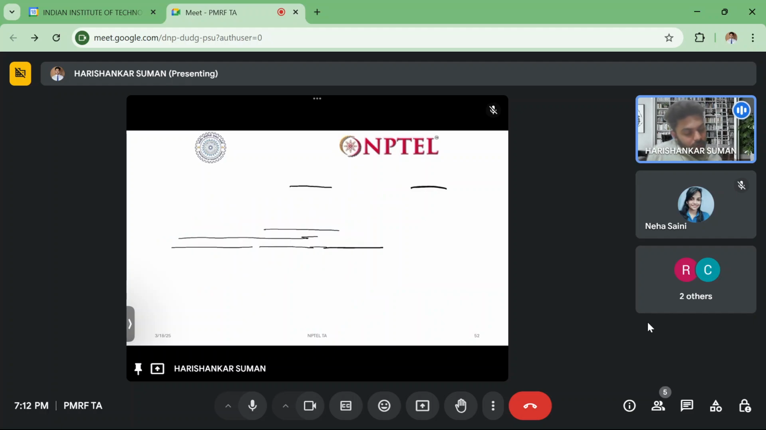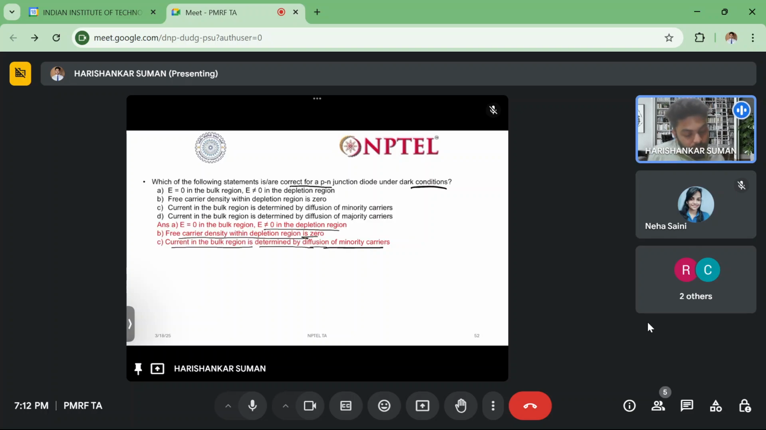Which of the following statements is correct regarding the PN junction diode under dark condition? Electric field in the bulk is 0 but not 0 in the depletion region. Free charge carrier density in the depletion region is 0. Current in bulk region is determined by the diffusion of minority charge carriers.